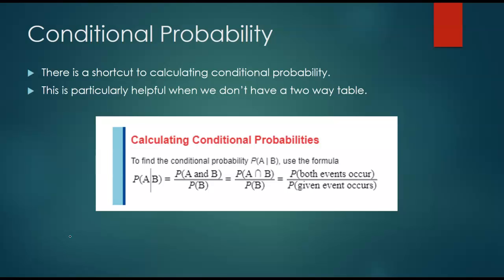There is a shortcut to calculating conditional probability. This is particularly helpful when we don't have a two-way table. If we want to look for the probability of A given B and we don't have our table to look at, we can just divide the probability of A and B by the probability of B.